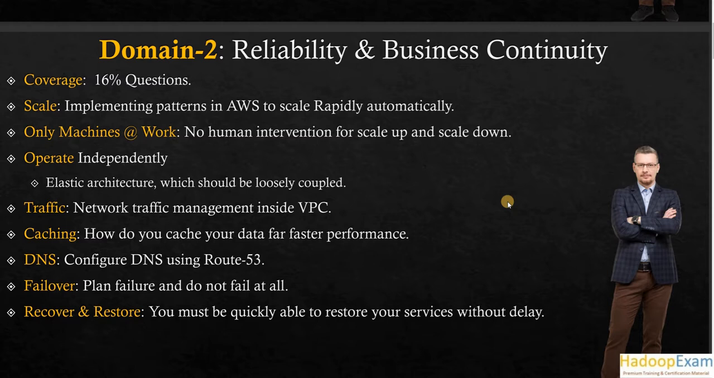I'm just explaining here about the EC2 service, but there are many such services where you need to keep this in mind, correct? During this work, there should not be any human intervention. It should scale up and scale down automatically based on the metrics and alarms we learned about in the previous domain, correct? Operate independently, so no involvement of humans. It should work independently.